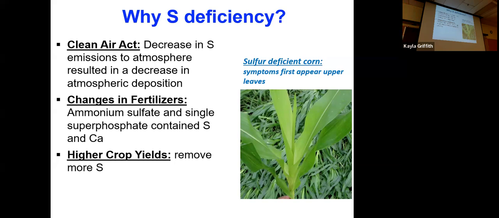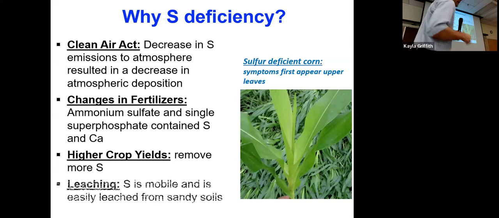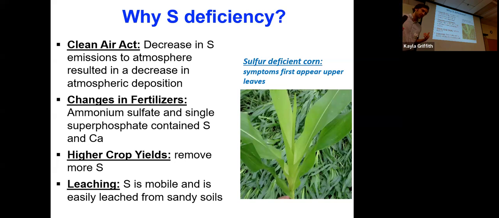Changes in fertilizer, I guess fairly recent, have had repercussions for the amount of sulfur in the system. And again, similar to the mechanism I was talking about before, if we have higher crop yields, we can potentially remove more sulfur from the field year to year. And sulfur is relatively mobile. So if you have a soil that's naturally very well drained, with very coarse material and very high conductivity, you could potentially lose a lot of sulfur.